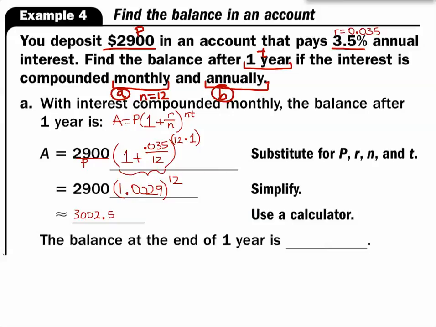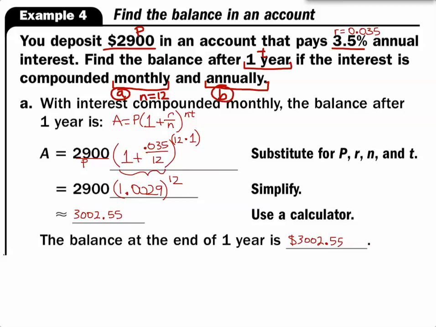And then approximately that's $3,002.55, rounded to the nearest cent. So that's the balance at the end of 1 year. Make it money. $3,002.55. That's the amount after 1 year if the interest rate is 3.5%, and they divide that interest into 12 pieces.